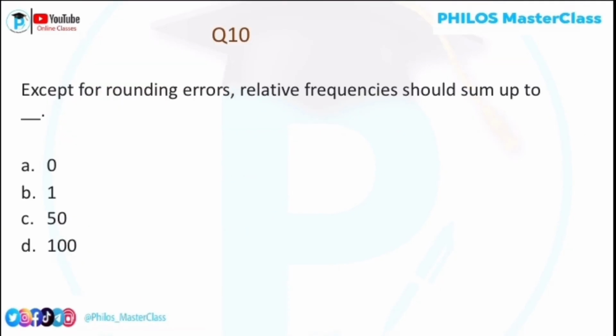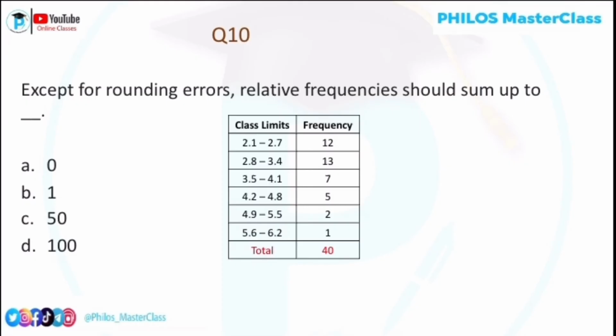This question says, except for rounding errors, relative frequency should sum up to... Now, this is what this means. Let me recall the table we used in the previous question, which is this table. Now, we were given classes and their frequencies, isn't it? So let's find a relative frequency for each class.